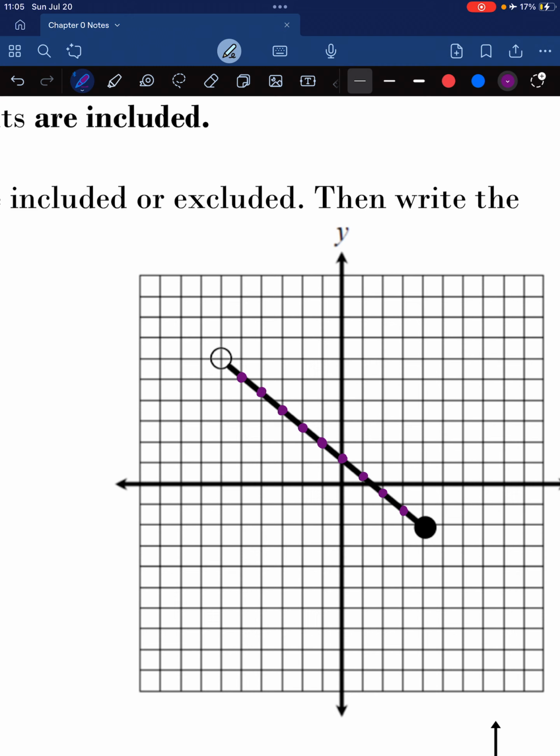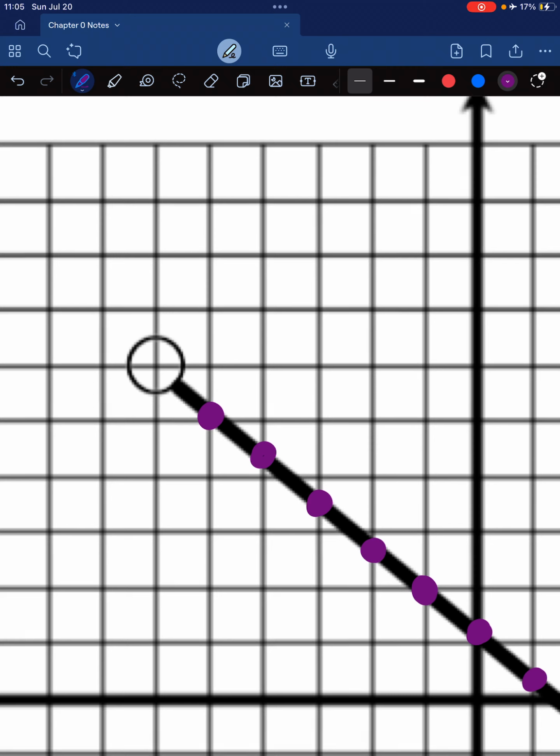And we could calculate exactly what these are. I'm just going to make good guesses. I'm just going to get kind of close. My answers are not going to be perfect. We'll talk about how I would calculate these in chapter 1. But for now, we're just talking about domain and range.